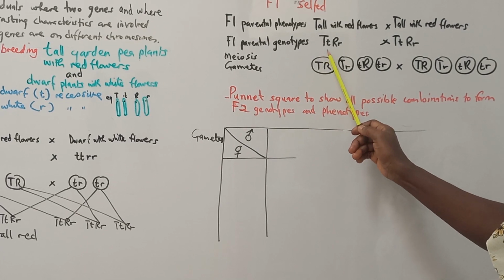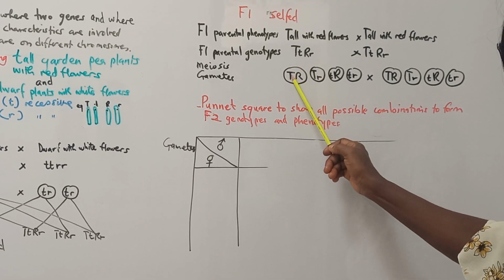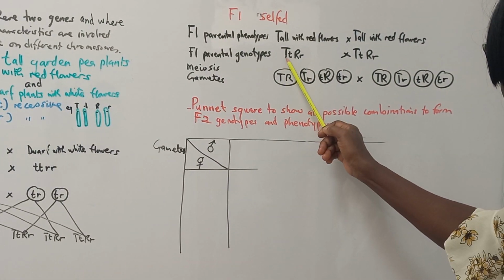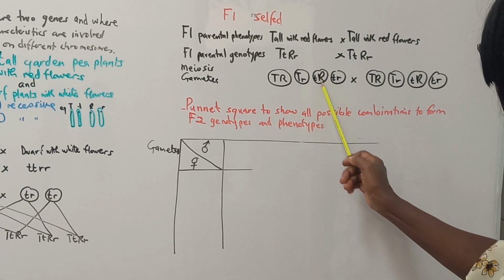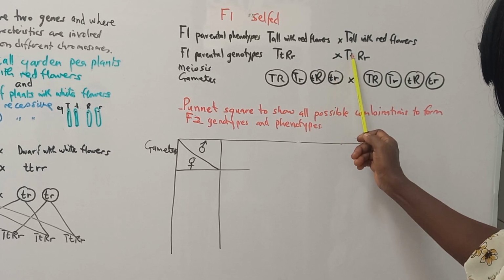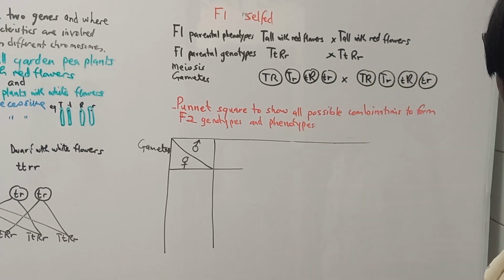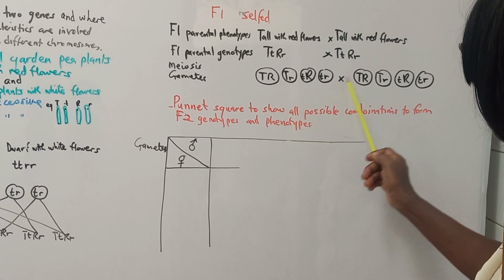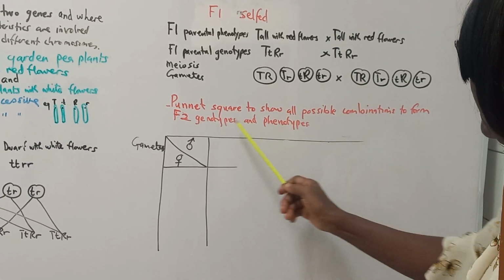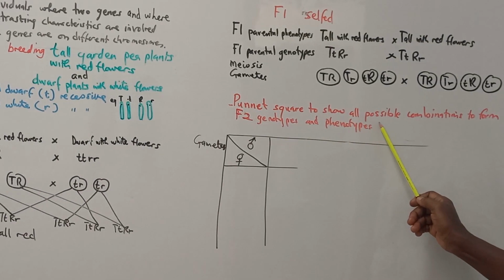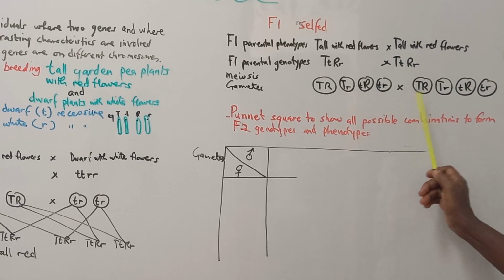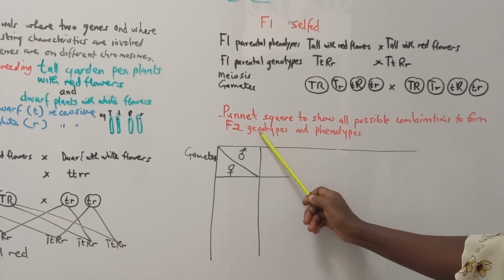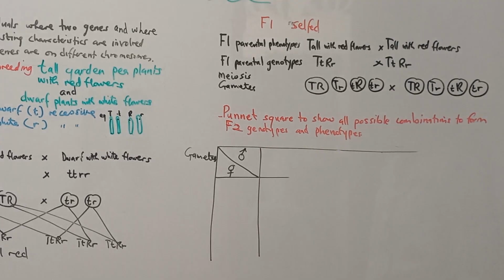So that is the F1 parental genotype. Meiosis will produce these gametes. This will go with this one into one gamete, this and this into one gamete, this and this into one gamete, this and this into one gamete. The same thing is happening here. Now, to be able to cross these gametes, the Punnett square is used to show all the possible combinations, to get the F2 genotypes and phenotypes.